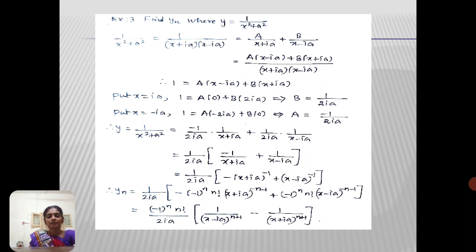Now at this step we take the nth derivative, then we get yn equal to 1 by 2ia into minus of minus 1 power n factorial x plus ia power minus n minus 1 plus minus 1 power n factorial x minus ia power minus n minus 1. Here minus 1 power n factorial is common, so we take it outside, then we get minus 1 power n factorial by 2ia into 1 by x minus ia power n plus 1 minus 1 by x plus ia power n plus 1.